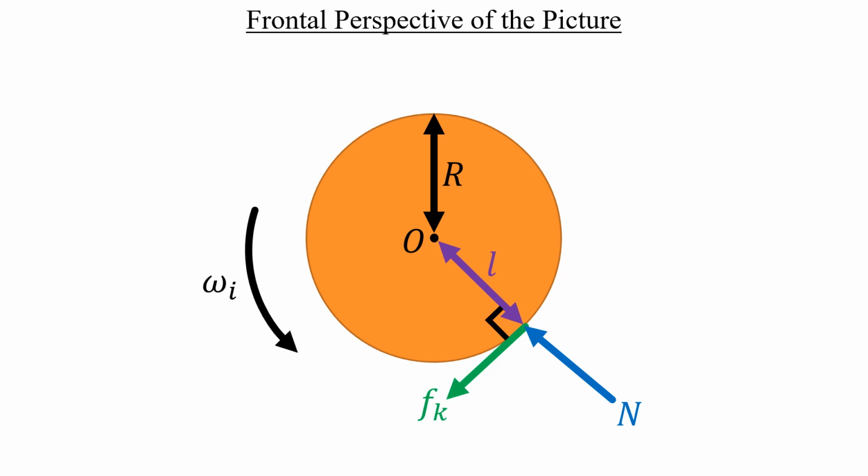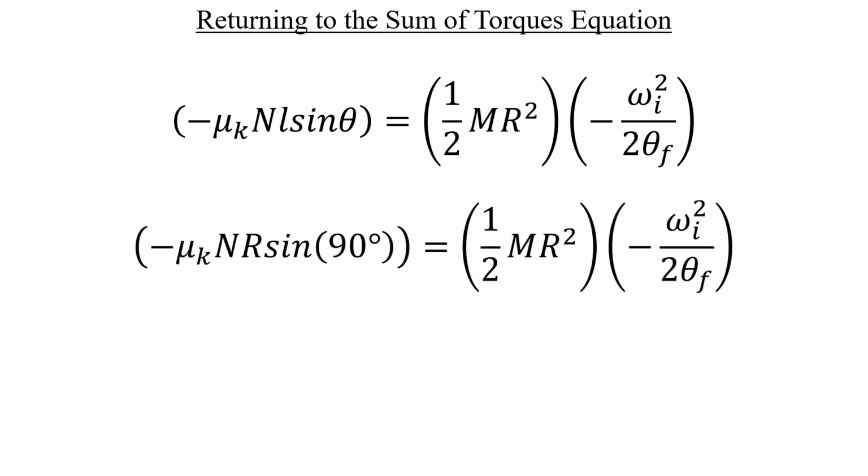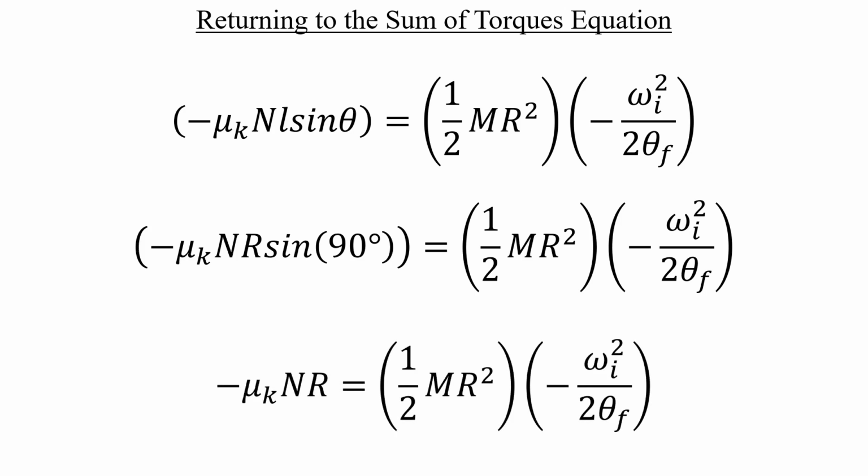Let's go back to our previous expression and start plugging some things in here. I'll switch out lowercase l for the radius, r, and since the lever arm and the frictional force are perpendicular to one another, theta on the left is going to be equal to 90 degrees. Furthermore, the sine of 90 degrees is equal to 1, so we can just chop that chunk off on the left and keep the rest, like this.